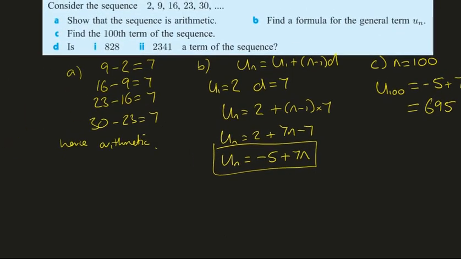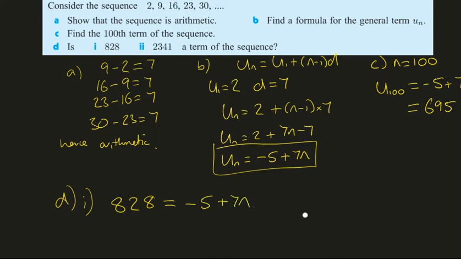Part D. Is 828 a term in the sequence? Well, let's find out. Let's go backwards, right? We want 828 to be some u_n, which we've got to discover perhaps. So we'll say, this is part D, 828 is equal to minus 5 plus 7n.